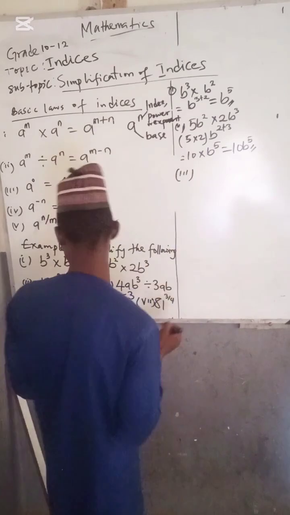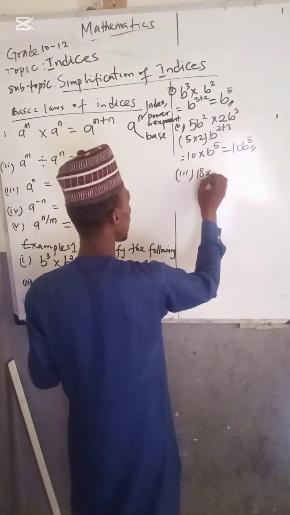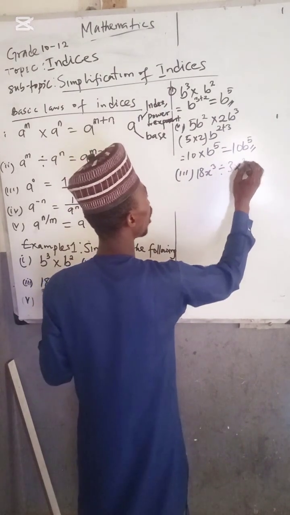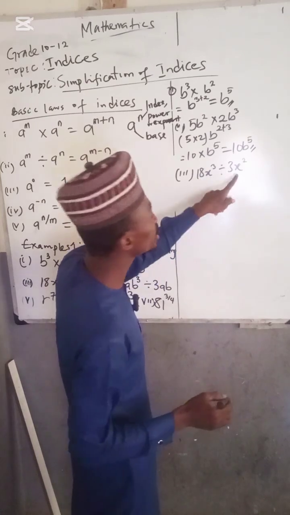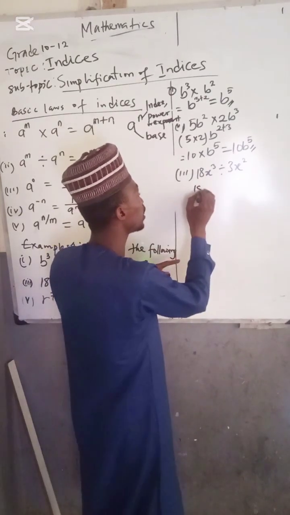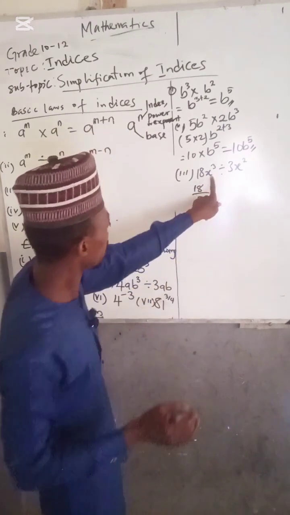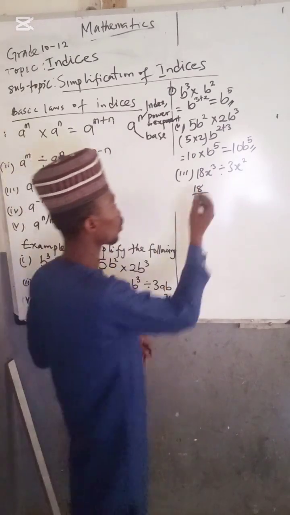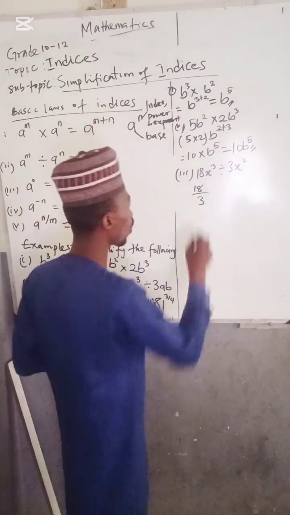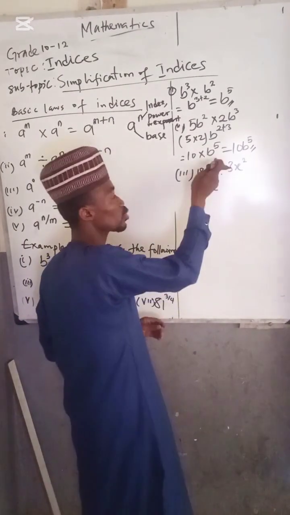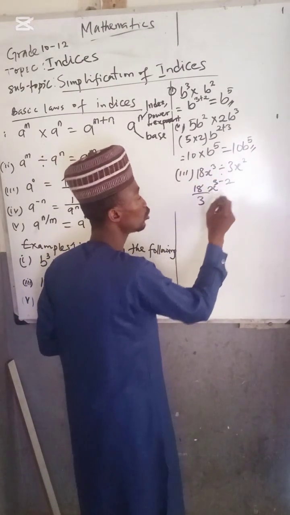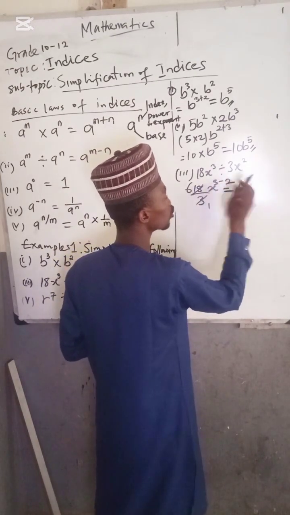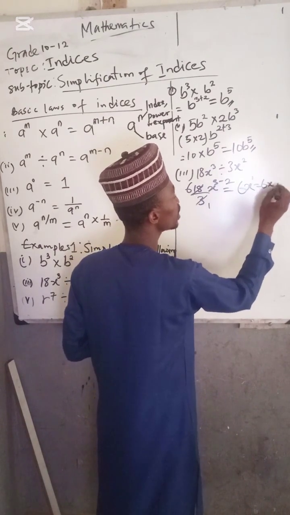The third question, without wasting our time, is 18x raised to power 3 divided by 3x raised to power 2. Look at it. This number is different from this, so it's normal division. You have 18 divided by 3, which is 6. This base x and that base x, but under division. Division law says that when the bases are the same, pick one of the bases and subtract the powers. This one is 3 minus 2, which is 1. So we have 6x.